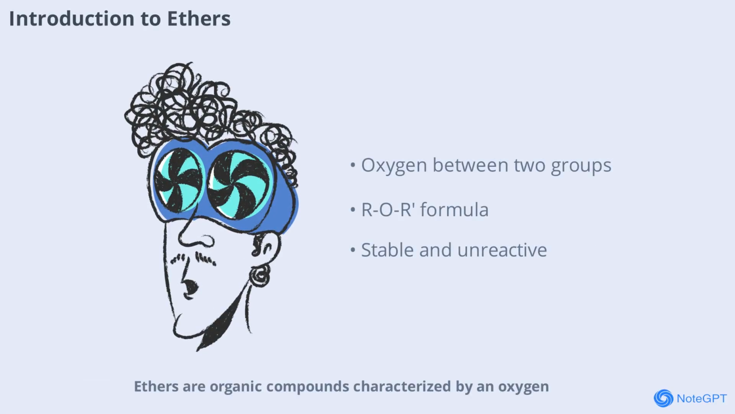Ethers are organic compounds characterized by an oxygen atom connected to two alkyl or aryl groups. Their general formula is ROR. Ethers are relatively unreactive compared to alcohols and phenols, making them excellent solvents for many organic reactions. They are commonly used in laboratories and industries for their stability and low reactivity.